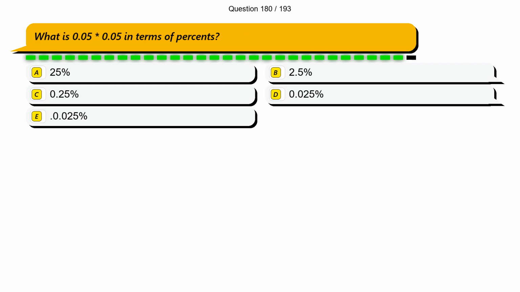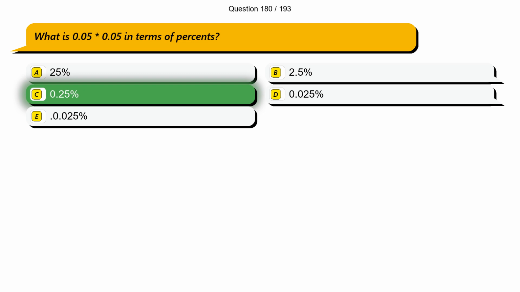Question 180. What is 0.05 asterisk 0.05 in terms of percents? Option A 25%, Option B 2.5%, Option C 0.25%, Option D 0.025%, Option E 0.025%.